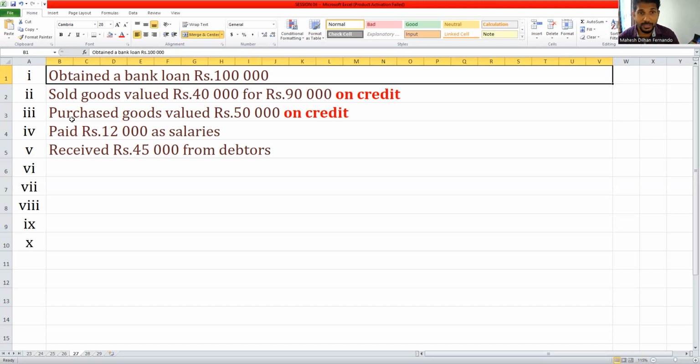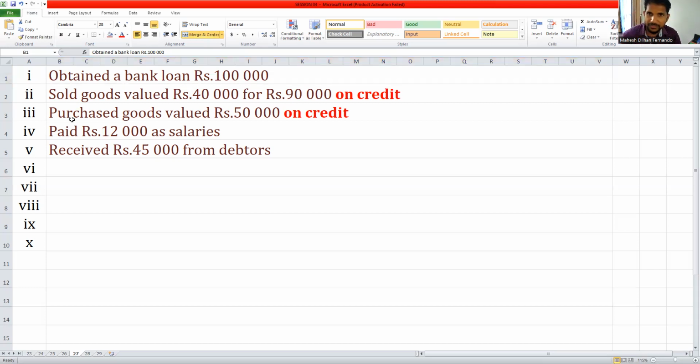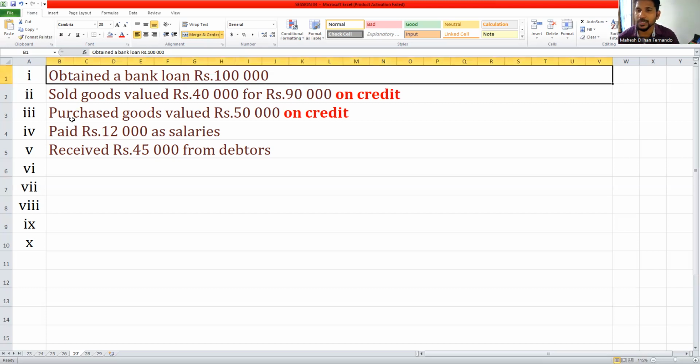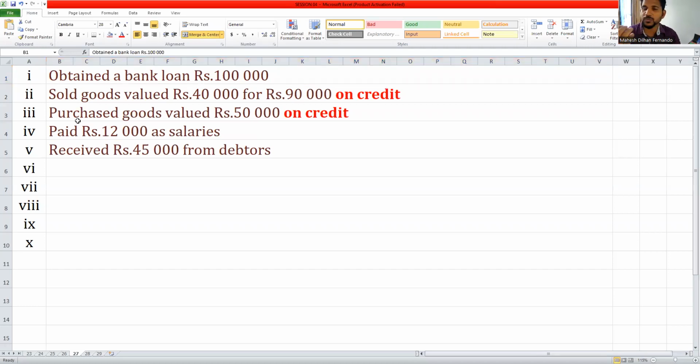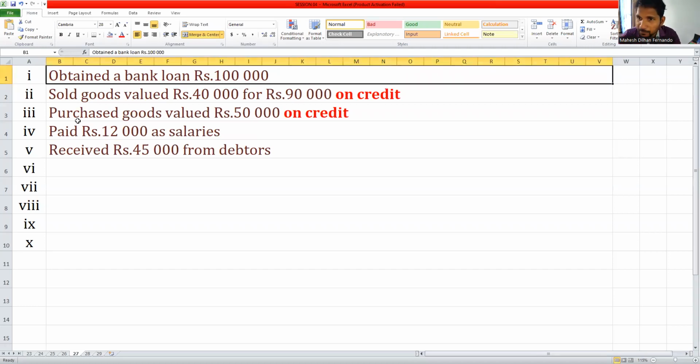the 3rd one, inventory plus 50, creditors plus 50. Once you see a creditor, yeah, of course you can name it as any expense you like. I'm in the 3rd one here. Inventory plus 50, creditors plus 50. What has happened? It's a credit purchase. So we have to mention it. You have to say, purchased goods valued 50,000 on credit.